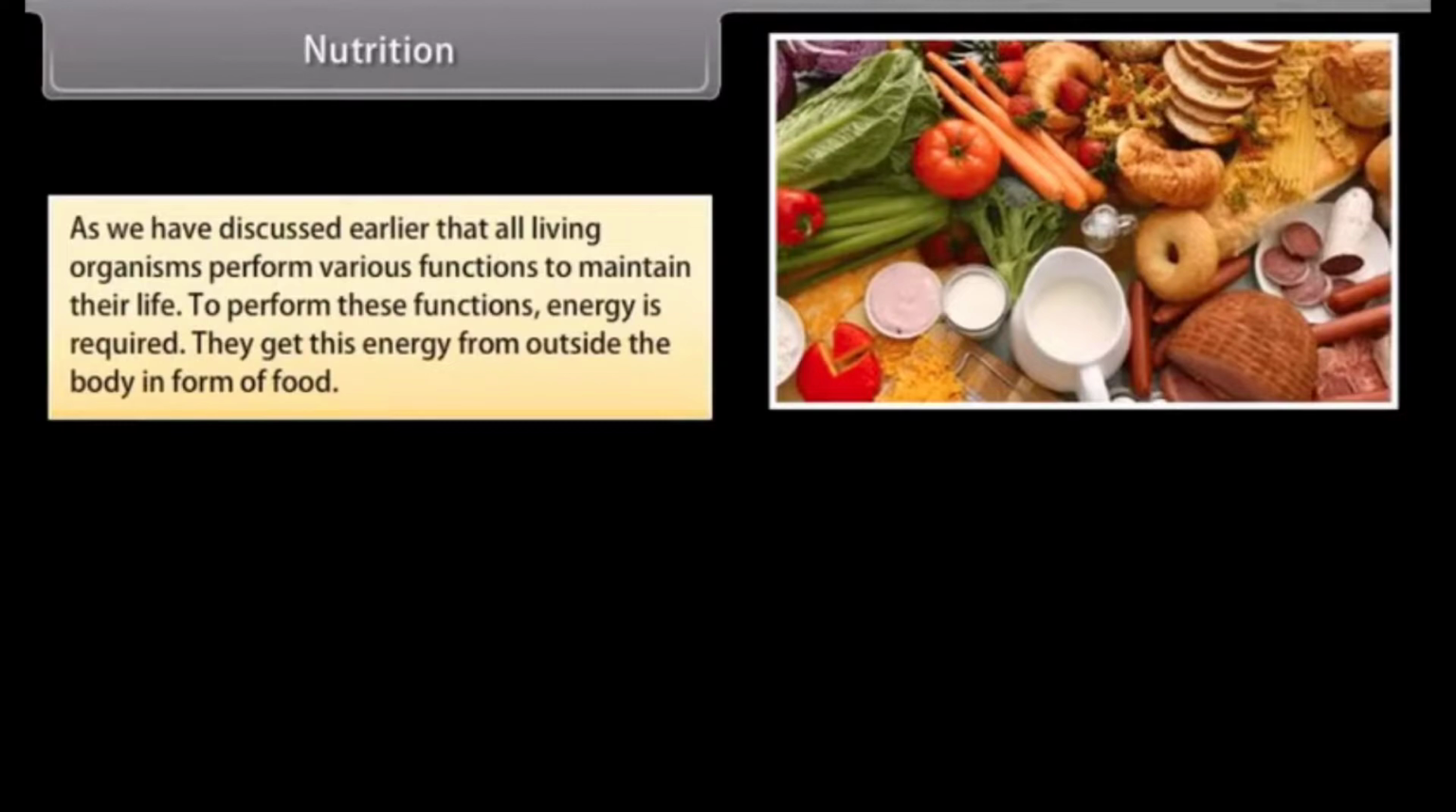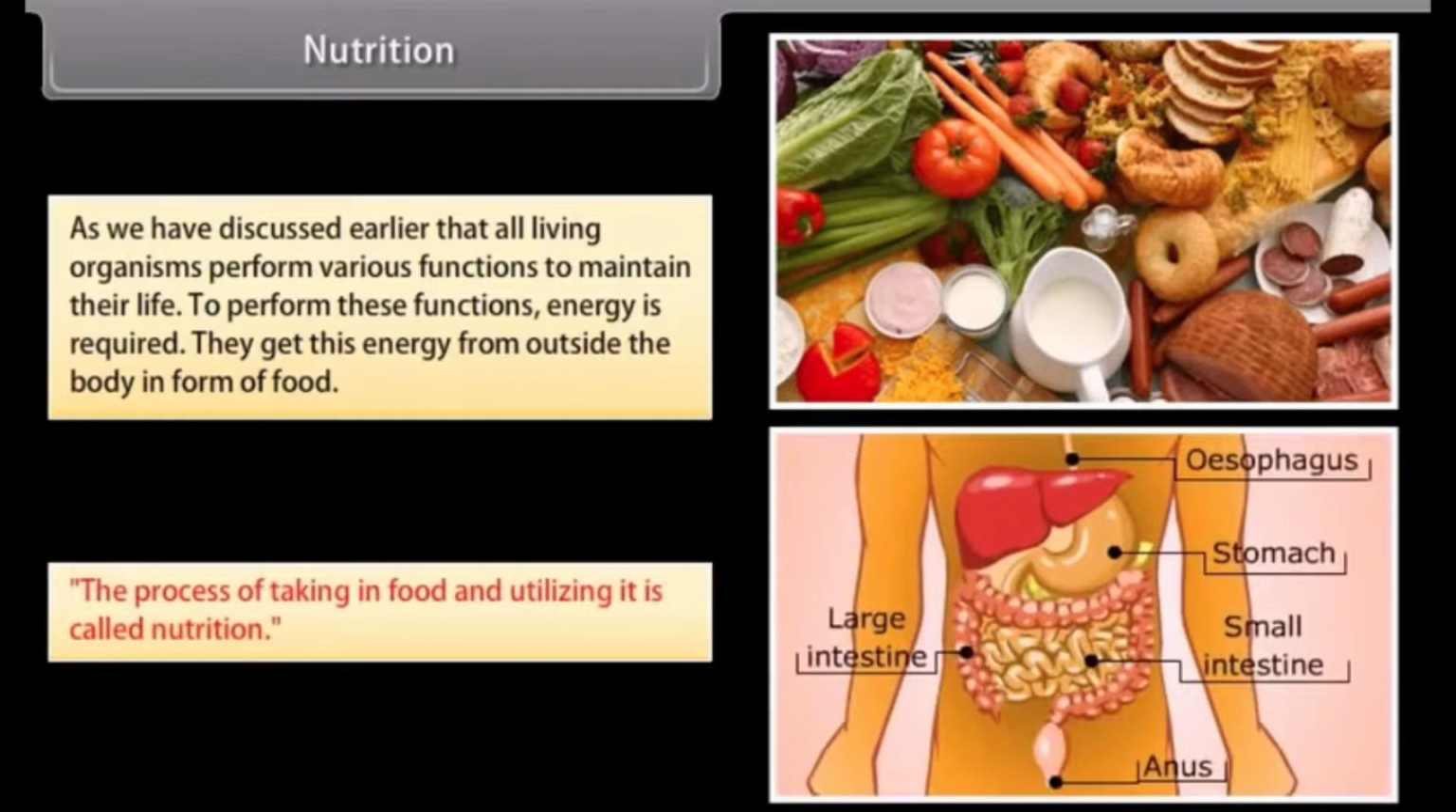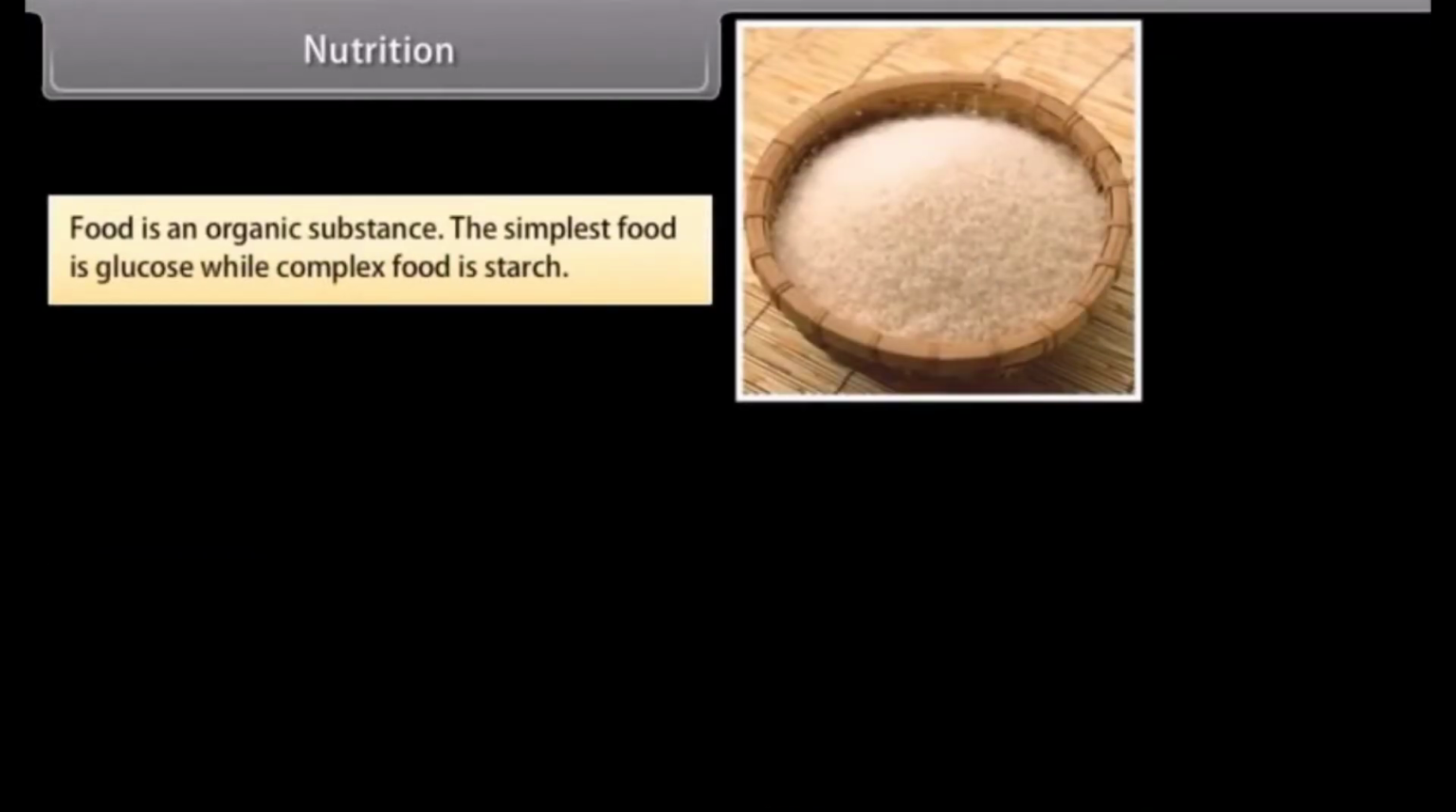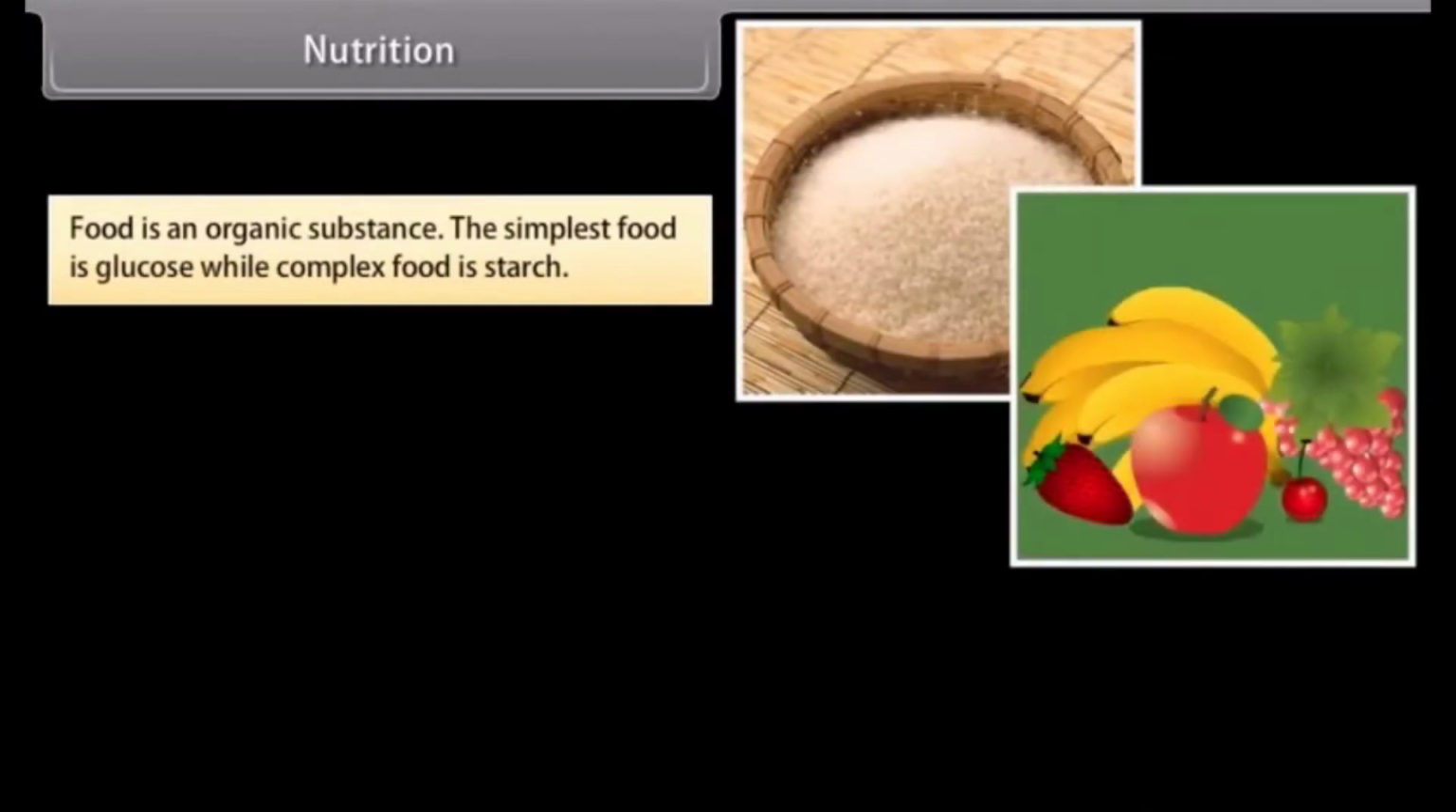Nutrition. As we have discussed earlier, all living organisms perform various functions to maintain their life. To perform these functions, energy is required. They get this energy from outside the body in form of food. The process of taking in food and utilizing it is called nutrition. Food is an organic substance. The simplest food is glucose, while complex food is starch.